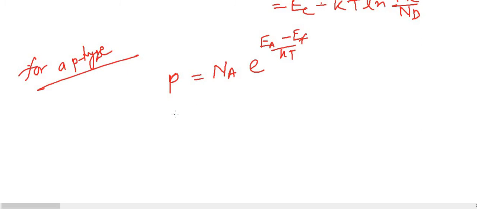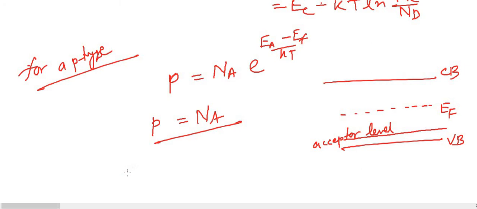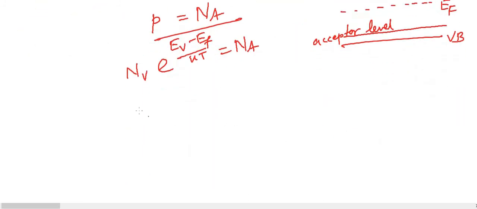So if all the acceptor states are filled, for a p-type semiconductor, this is the conduction band, this is the valence band, and the Fermi energy lies between them. For an intrinsic semiconductor there is no acceptor level, but here there will be an acceptor level. If this acceptor level is totally filled, then p equal to NA. So if we put the value, NV times e to the power (EV minus EF) by KT equal to NA. From this we can calculate that NV by NA equal to e to the power (EF minus EV) by KT.